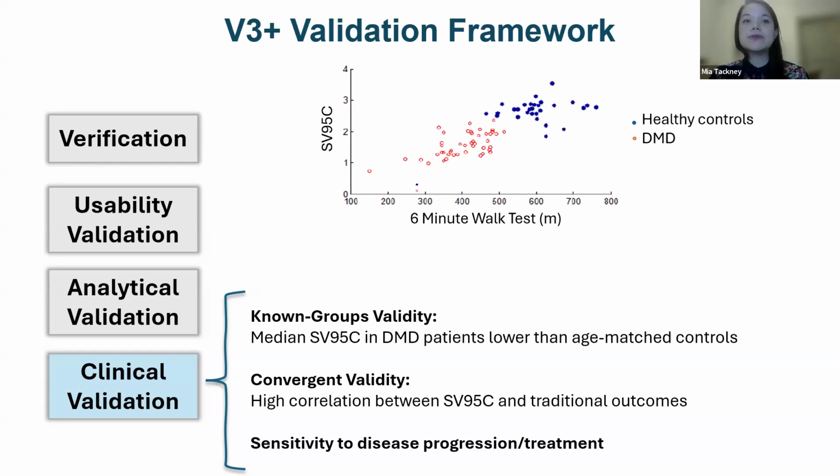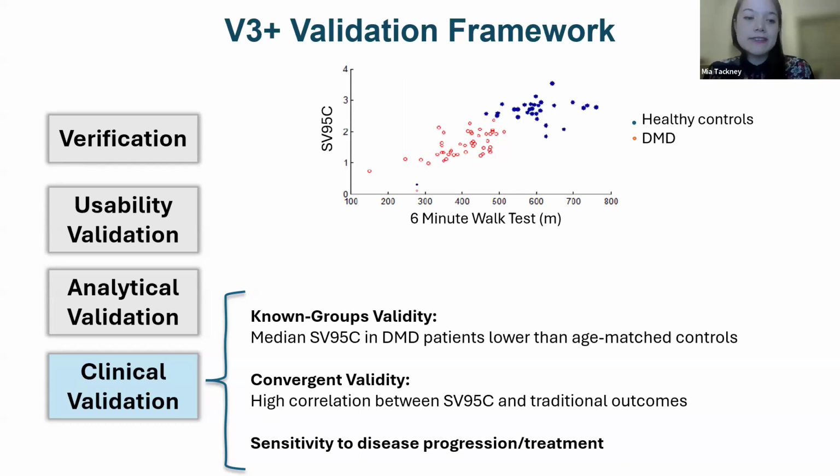You also want to show that the new digital outcome measure is sensitive to disease progression or to treatment. And if it is more sensitive than the traditional outcome, this is where it's possible to have sample sizes of trials that are lower, thanks to the digital outcome measure.